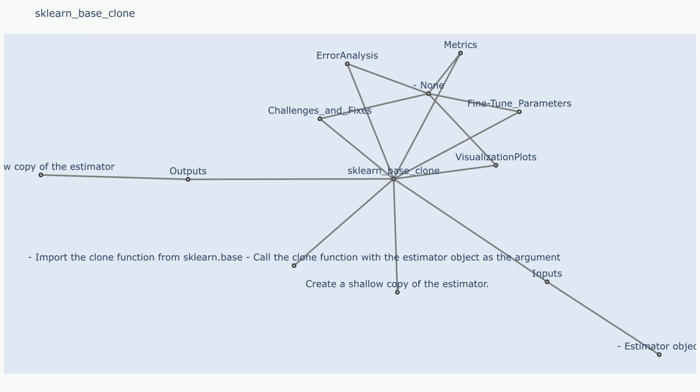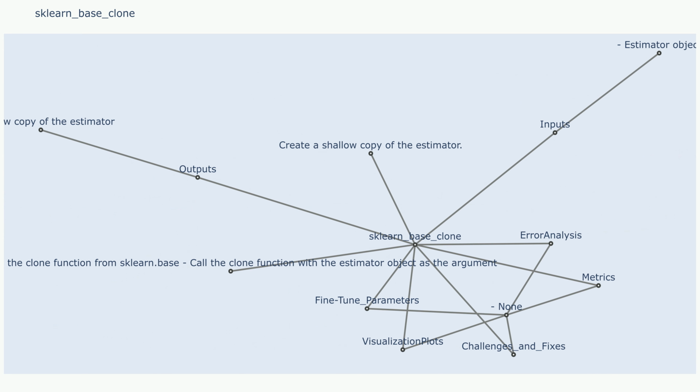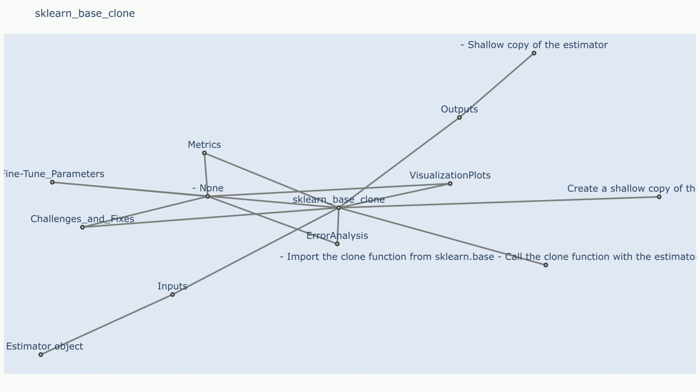Visualization plots. Confusion matrix. A visualization that shows the counts of true positives, true negatives, false positives, and false negatives for a classification model. ROC curve. A plot that shows the trade-off between the true positive rate (sensitivity) and false positive rate (1 - specificity) at different thresholds for a binary classifier. Precision recall curve. A plot that shows the trade-off between precision and recall at different thresholds. Helpful for imbalanced datasets.